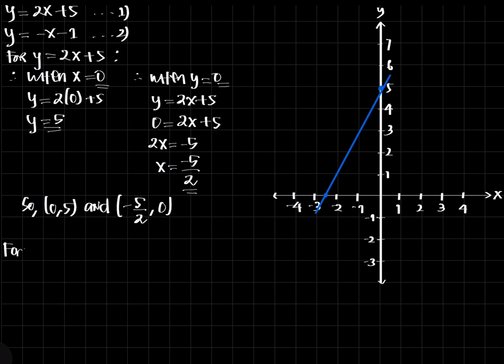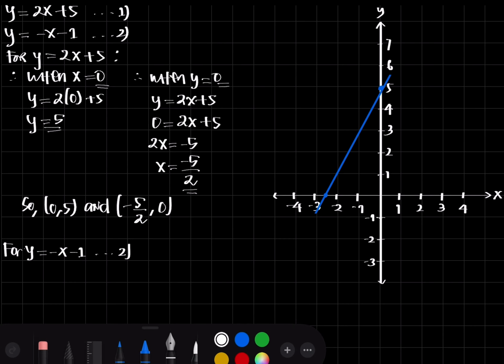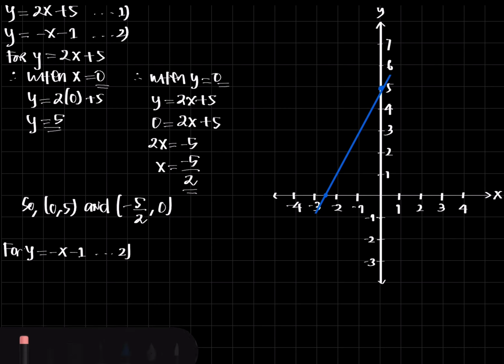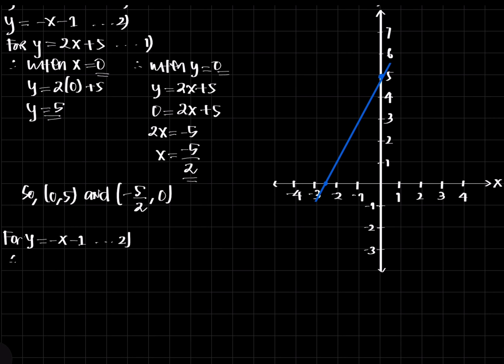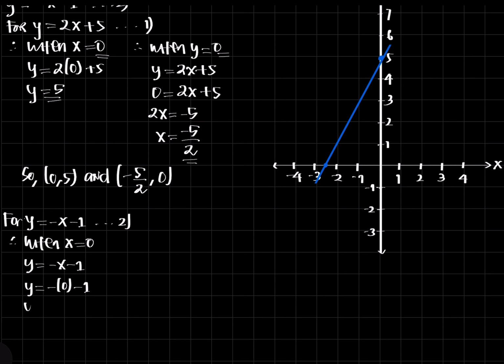The next one is, let's find out for y equals negative x minus 1. This is for the second equation, after the first equation. When x equals 0, y equals minus x minus 1, so y equals negative 0 minus 1. So y is negative 1.